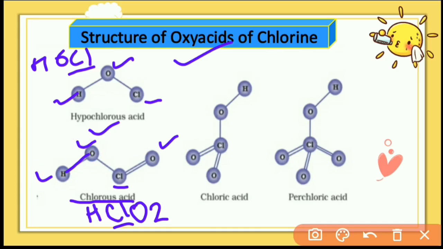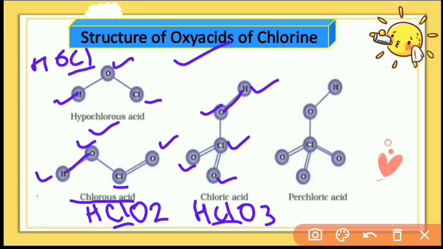Next acid is chloric acid. Its formula is HClO3. So the central atom is chlorine. Chlorine bonds with 3 oxygen atoms. Here 2 oxygen atoms form double bonds with the chlorine atom and 1 oxygen atom forms a single bond with the chlorine atom, and 1 hydrogen bonds with an oxygen atom.